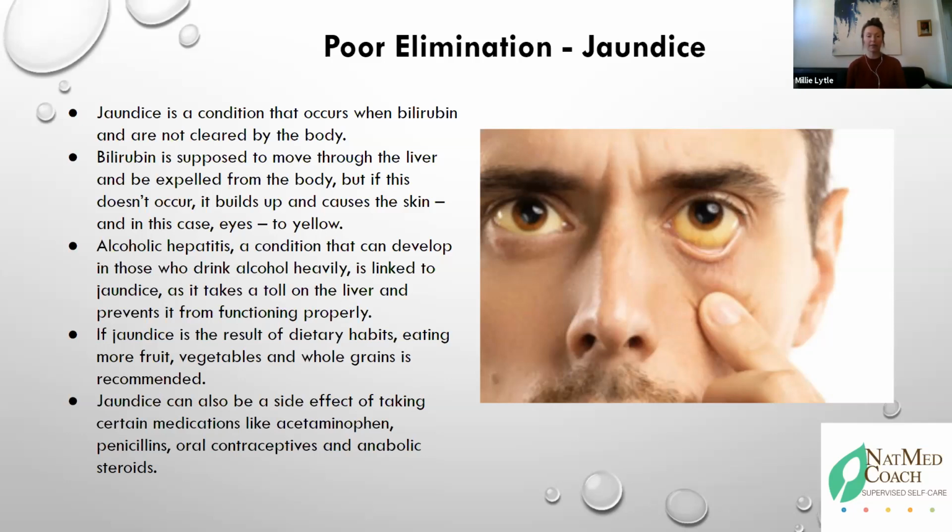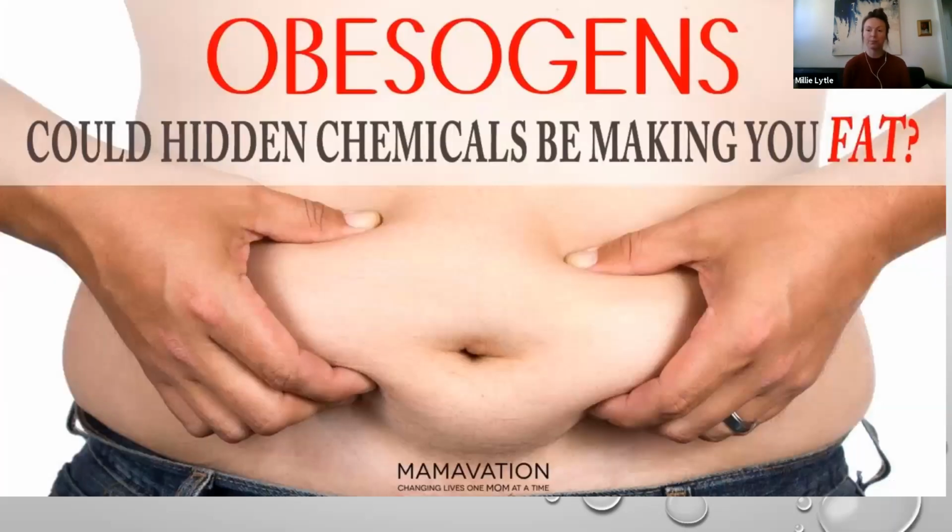Jaundice can also be a side effect of taking medications like acetaminophen, so it can be a sign of Tylenol toxicity. Or if you're taking penicillin, or birth control, or HRT, or anabolic steroids for bodybuilding or muscle growth, or growth hormone, then this is a sign that the liver is really struggling. And this is in the phase 3 portion, struggling with phase 3. Now, this is a category of chemicals.